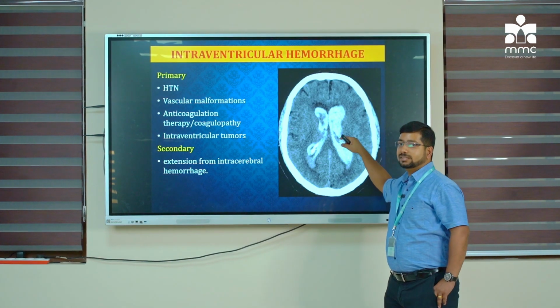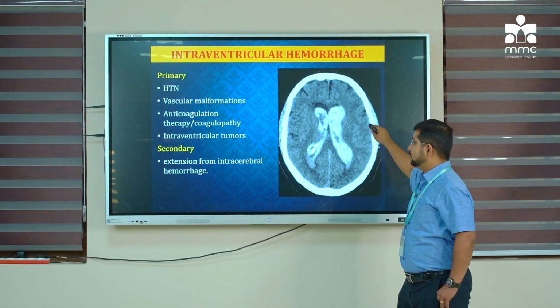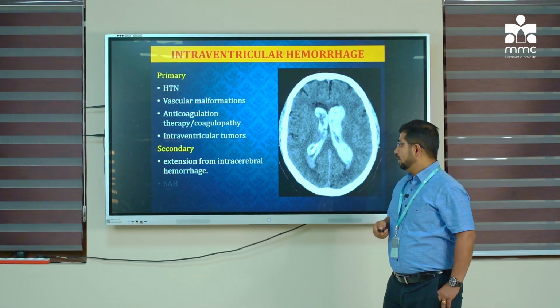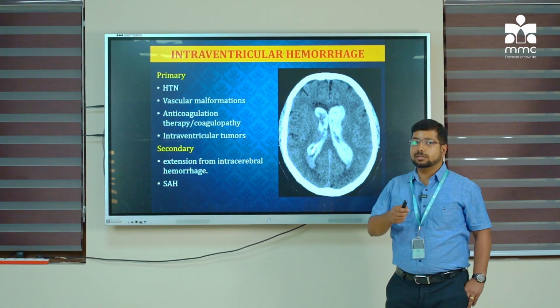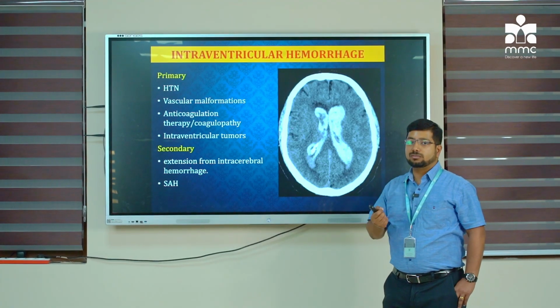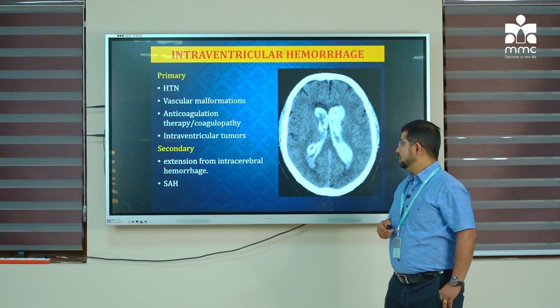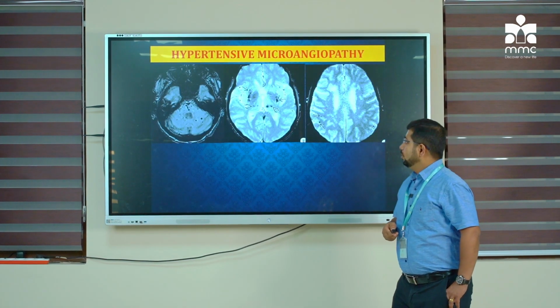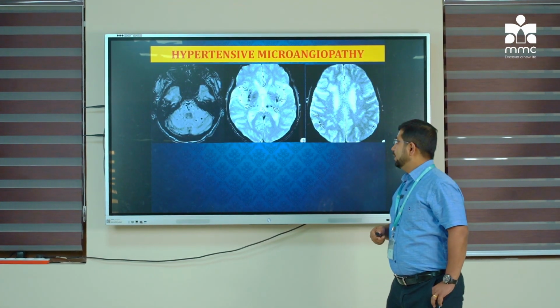I showed you a hemorrhage inside the putamen. Similarly, a hemorrhage anywhere in the basal ganglia can rupture into the ventricle and cause secondary hemorrhage. Or the subarachnoid hemorrhage I showed you can enter through the foramen of Luschka and Magendie and come into the ventricles. So there is something called hypertensive microhemorrhage.